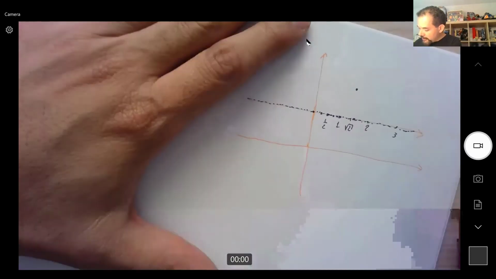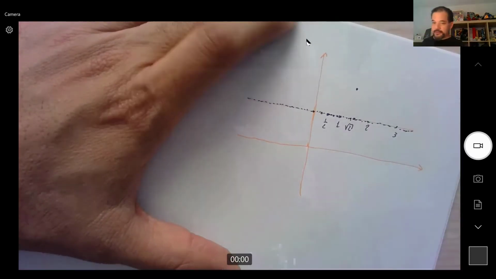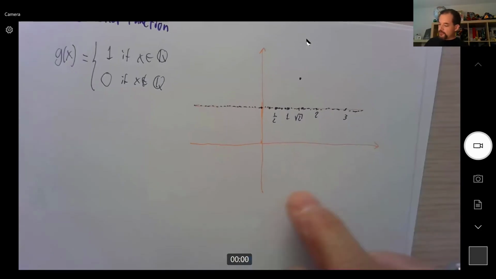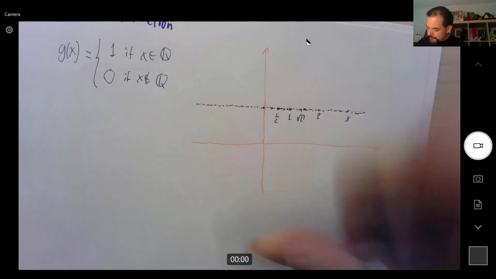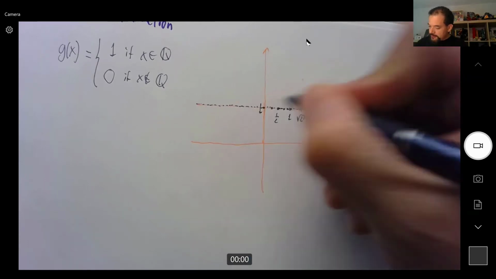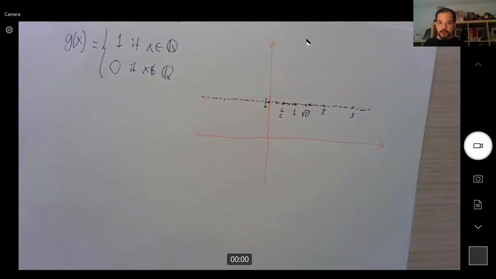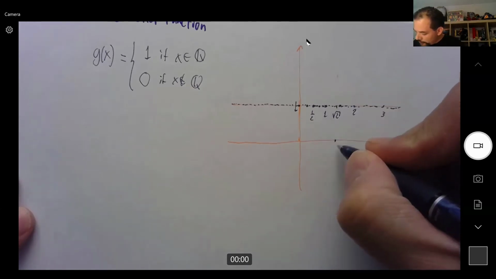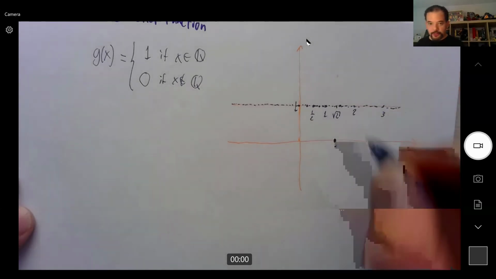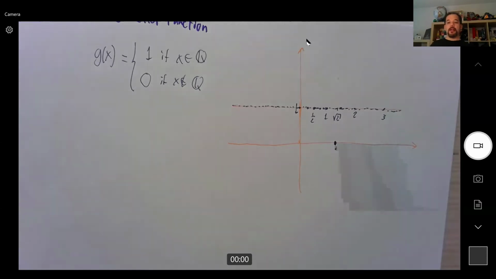All right, so this is not the axis, right? Just move my axis where it should be. So here is 1. So a bunch of numbers can get 1, but something like square root of 2 would get a 0, right? So square root of 2 would be here.